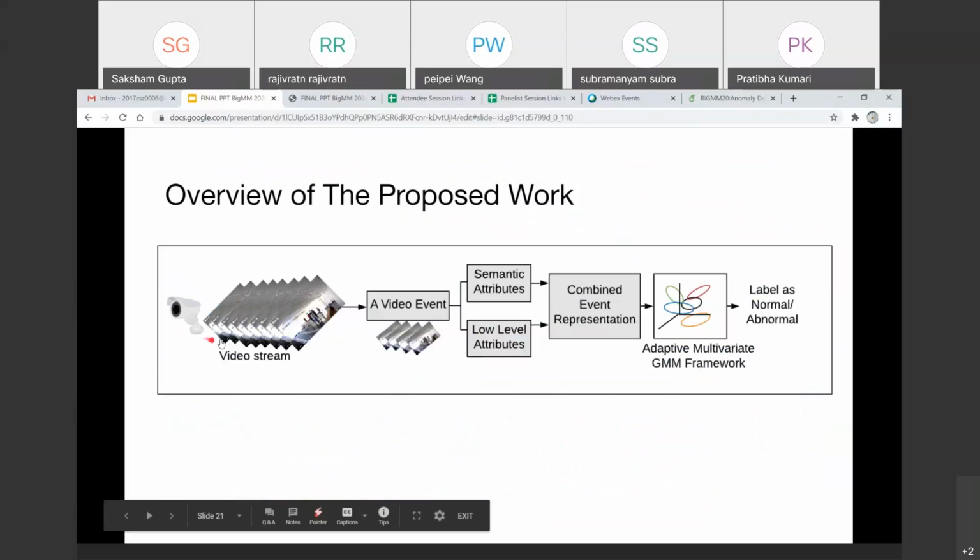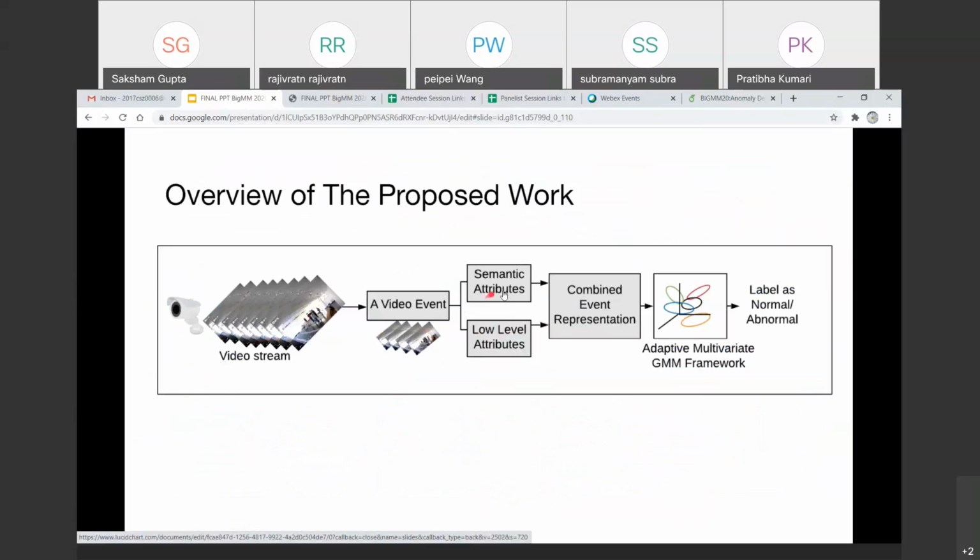We have a CCTV, video streaming is coming from there. We take a video event and compute semantic attributes as well as low-level attributes. We get a combined event representation. Then we have an adaptive multivariate GMM framework. That event goes to this framework. It adapts the parameters according to this event, and that event is labeled as normal or abnormal by the framework.